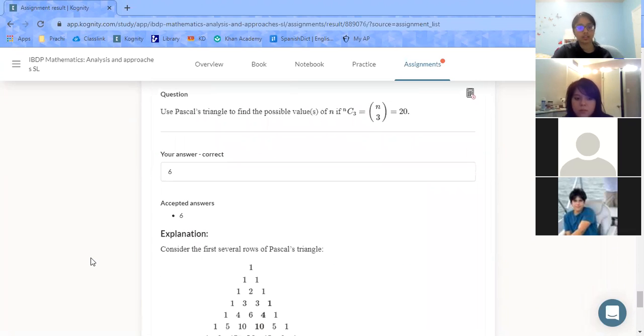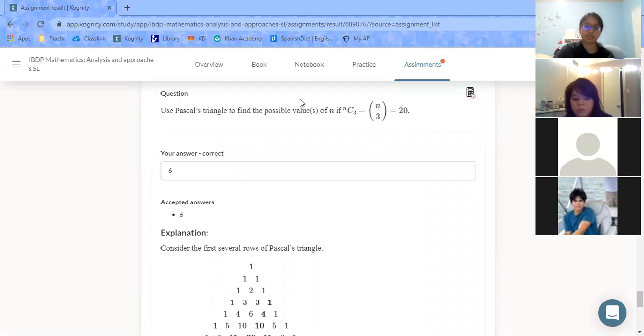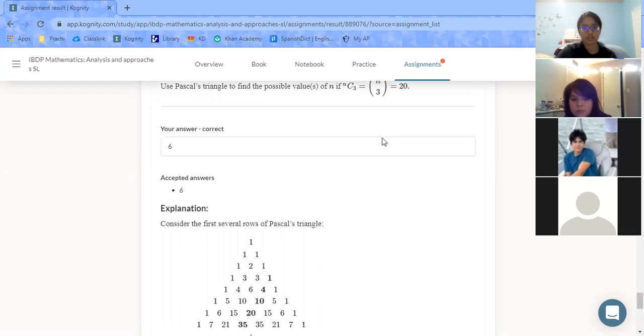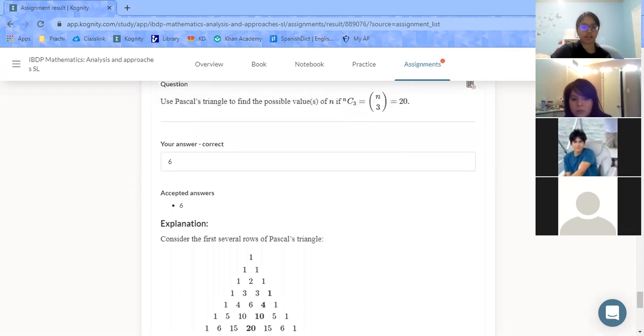Number 10 says, use Pascal's triangle to find the possible values of n if n choose 3 equals 20. So what they're saying is that the term number is 3, right? That means it's the fourth term because it starts at 0. So you would have 0, 1, 2, 3. So it's actually the fourth term. So you're looking for the row in Pascal's triangle where the fourth term equals 20.